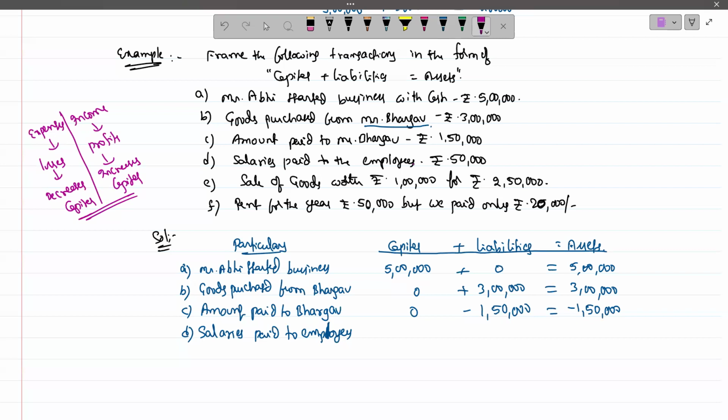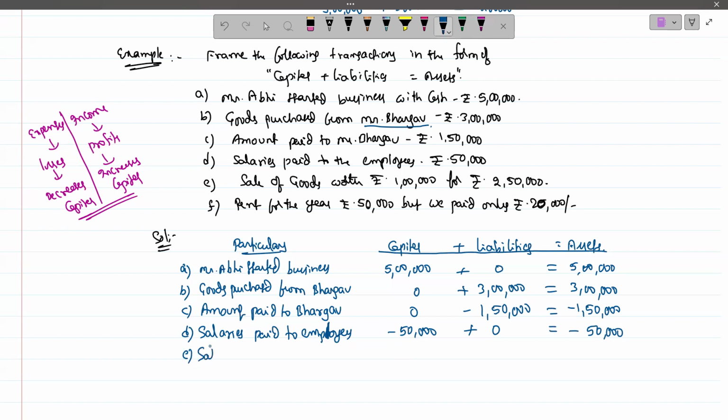So here salary paid is an expense. As we pay the expense, the cash goes out of the business, so the cash balance is decreased by rupees 50,000, and so assets are decreased by 50,000. And another thing, it is an expense, so it is a loss, and loss leads to a decrease in capital. So capital is decreased by 50,000, and the liability is 0. Minus 50,000 plus 0 is equal to minus 50,000.